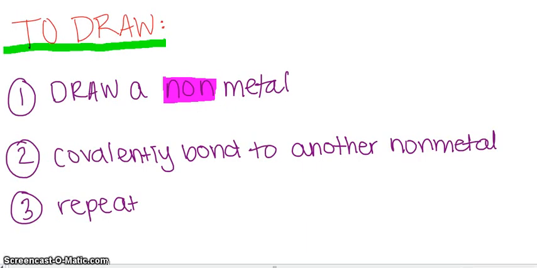First, we draw a nonmetal that will form covalent bonds with other nonmetals, and usually this will be carbon or silicon because it has 4 valence electrons, so it can form bonds with other elements. And then second, we'll draw nonmetals bonded to the carbon and silicon to form a group of covalent bonds, and then we just repeat steps 1 and 2 to form a solid or chain.